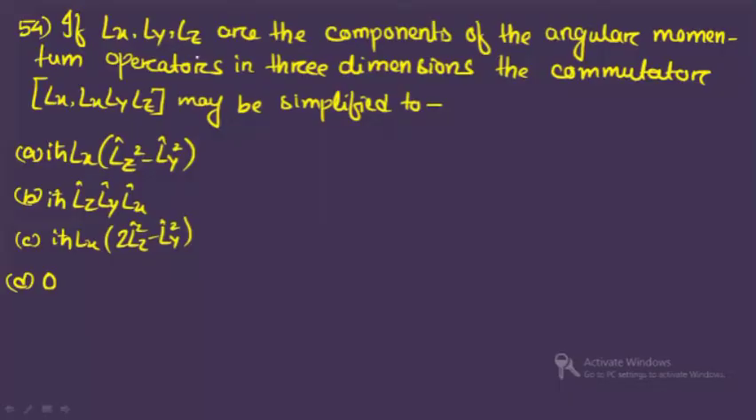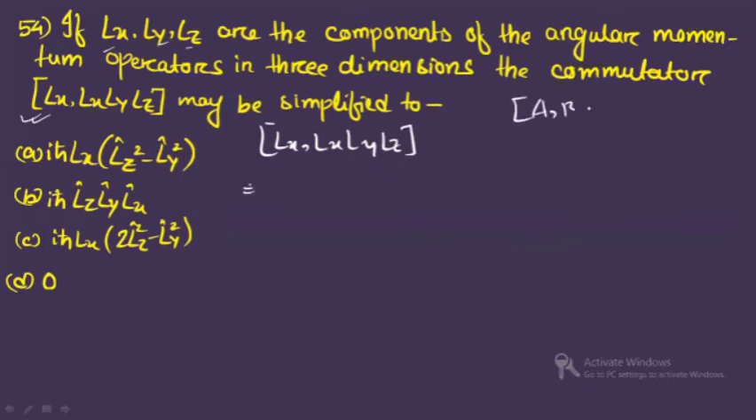So here it is said, if Lx, Ly, Lz are the components of the angular momentum operators in 3 dimensions, the commutator [Lx, Ly Lz] may be simplified to what? So these are the components of the angular momentum operators in 3 dimensions. You have to find the commutation of this particular term given, that is Lx with Ly Lz. For this, we will use the commutation relation.